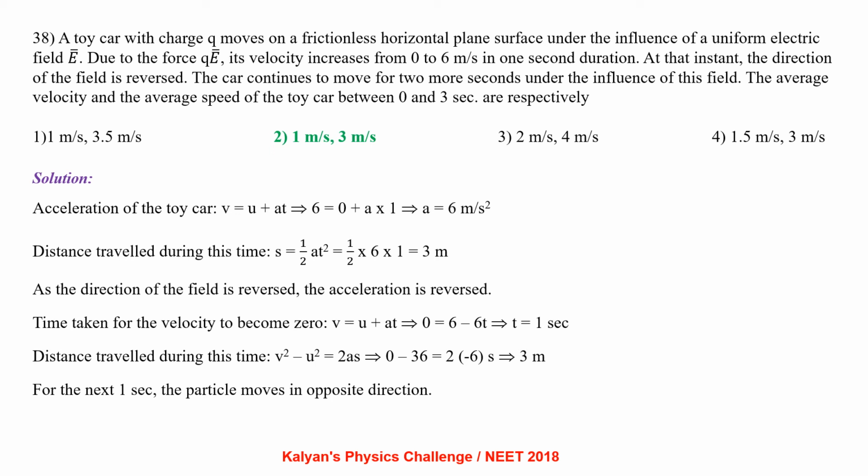So the average velocity is displacement by time, which comes out to be 1 meter per second. Average speed is distance by time, that is 3 meter per second.